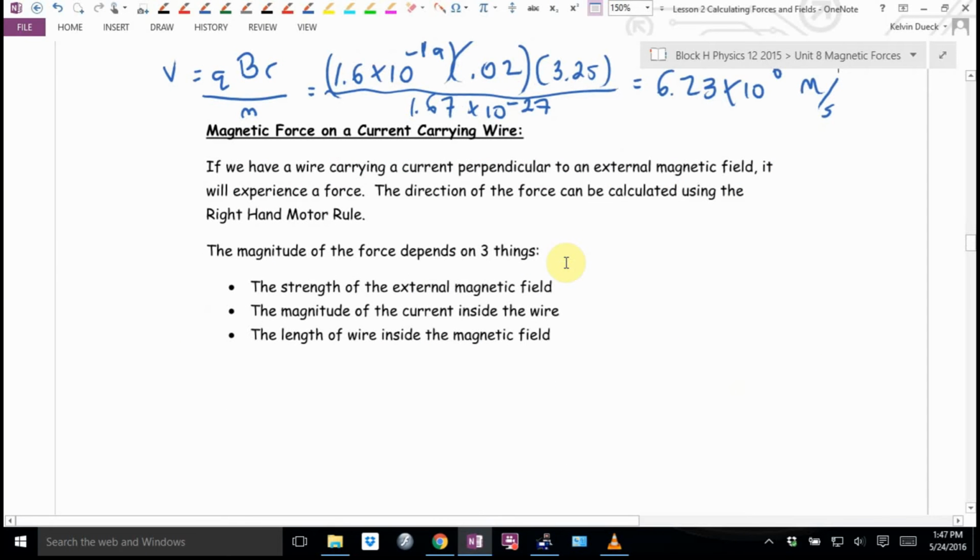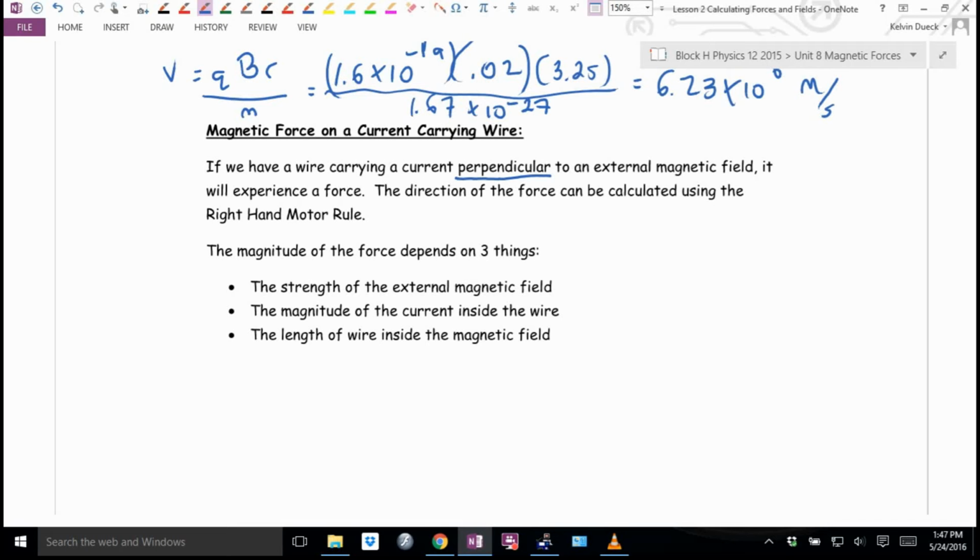That's for an individual charge. Well, if one charge feels a force, a bunch of charges in a wire should feel an even bigger force. So if we have a wire carrying current, once again perpendicular to an external magnetic field, it will experience a force. The direction: this is that right hand, point your thumb in the direction of the current, fingers in the direction of the magnetic field, your palm points in the direction of the force, whichever way it is.